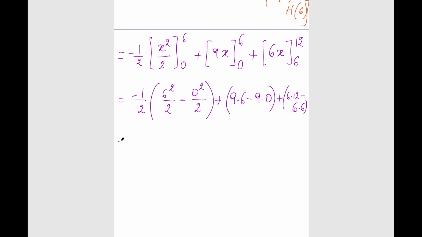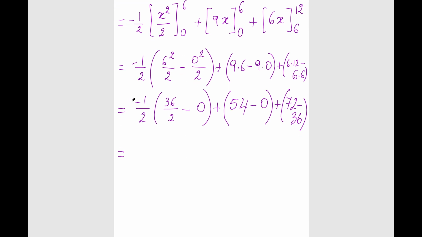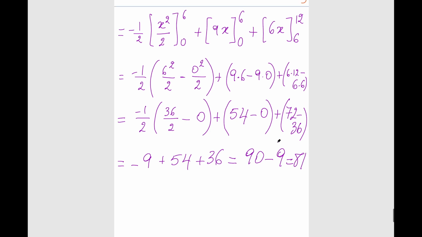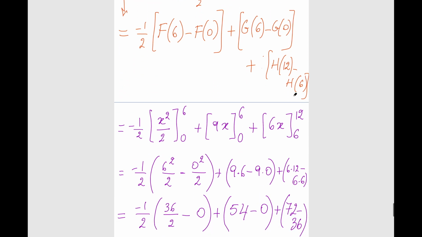What you should get, you know what, since we know the answer, let's compare it. Minus 1/2 times 36 over 2 minus 0, plus 54 minus 0, plus 72 minus 36, right? Because 6 times 12 is 72. Okay. So that's minus 1/4 of 36, and what's 36 divided by negative 4? It's negative 9, right? Plus 54 plus this is 36, correct? And 54 plus 36 is 90, minus the 9, which is 81. And I'm pretty sure we found 81 before, right? What was it? Yeah, it was 81. Okay. So that's a different approach.